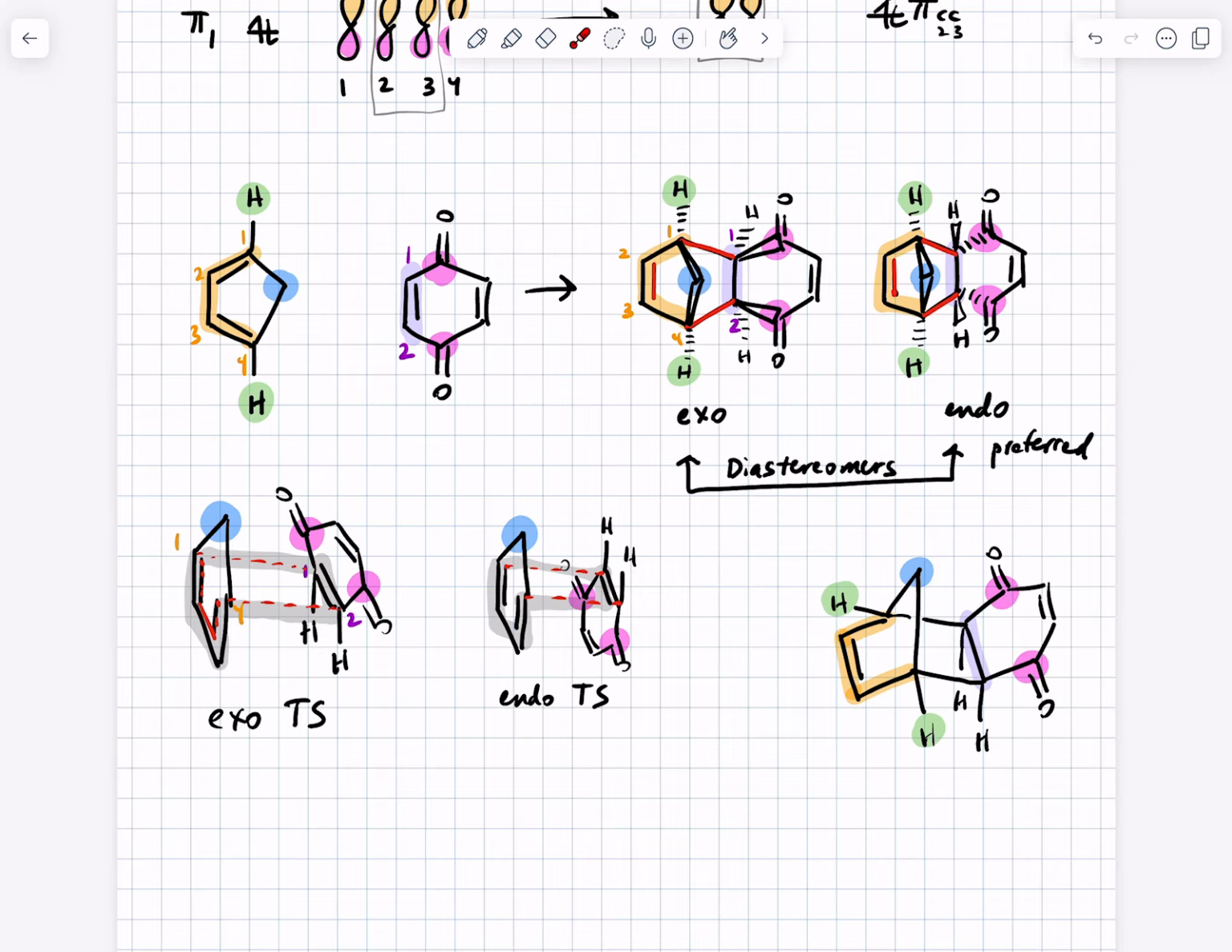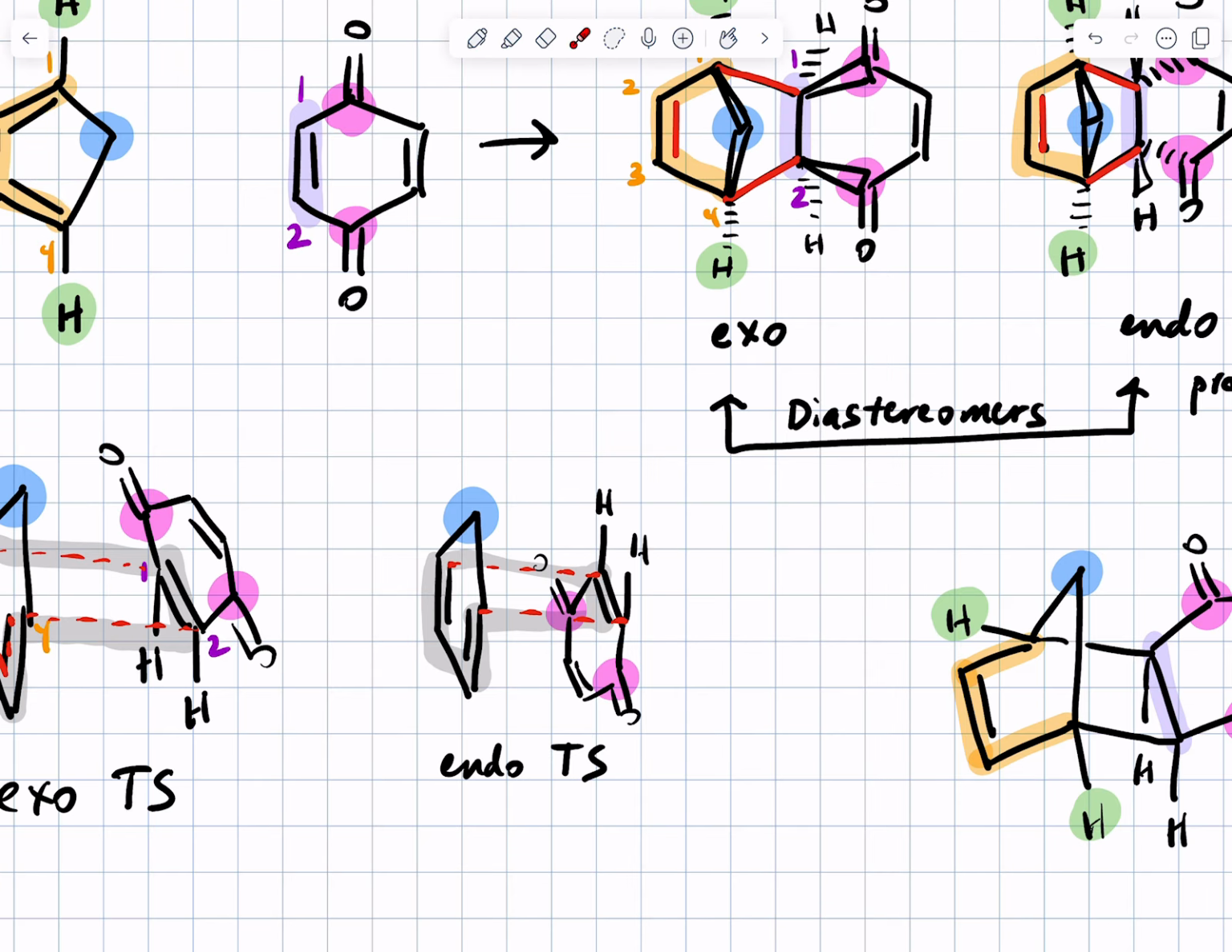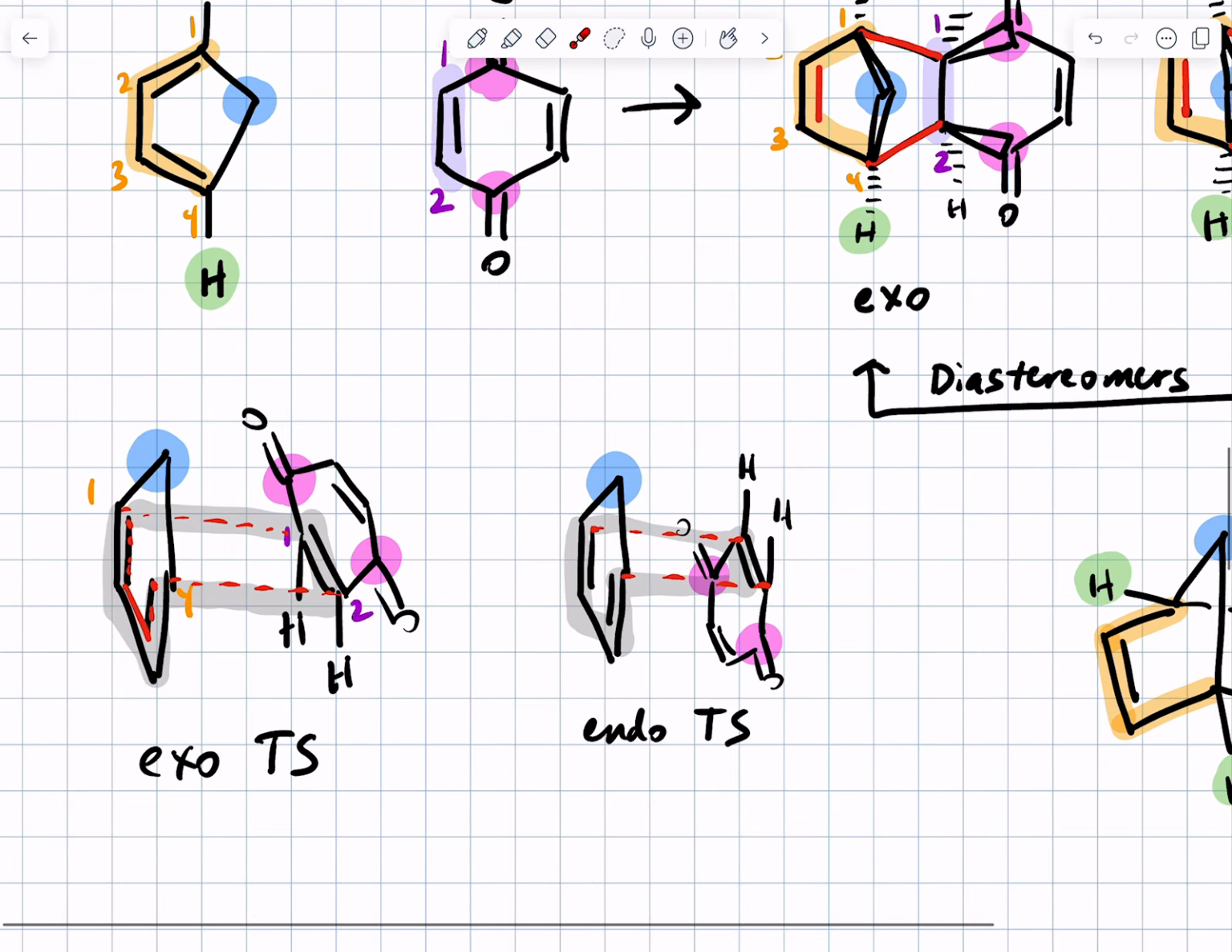So the exo product, both sides are wedges, the middle group and the olefin's extra groups. And then for the endo, you have wedges and dashes on opposite sides. Why do they call it endo versus exo? Where does the name come from? Great question, and I don't really know.